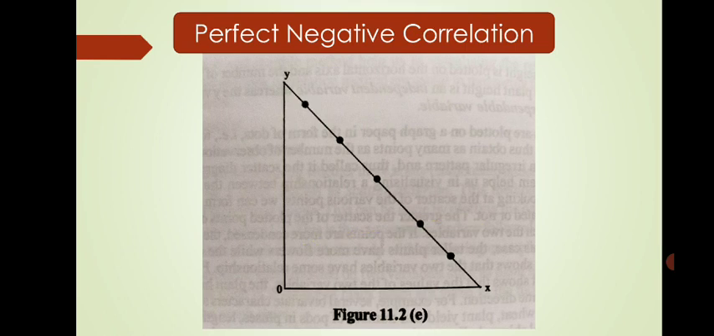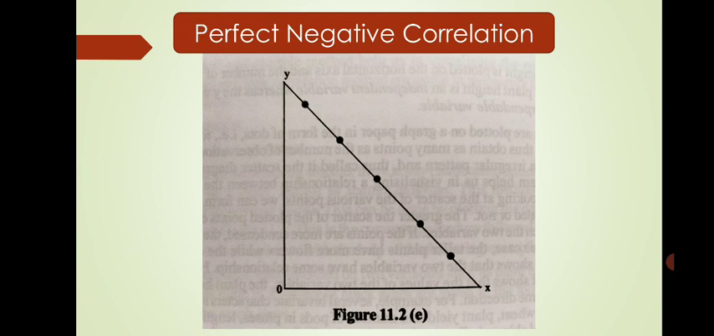And in case of perfect negative correlation, one value increases while the other decreases. Okay, one value increases while the other decreases. So this is an example of perfect negative correlation.